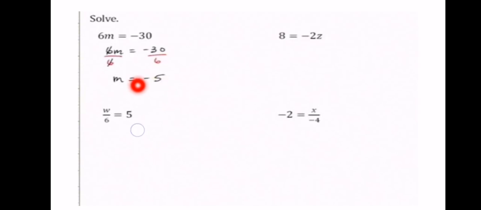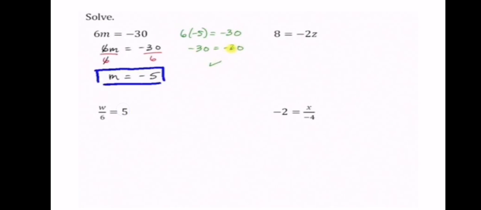To check my answer, I can take this value, go back to the original question, and substitute m as negative 5, to see if my answer is correct or not, to check whether the two sides are the same or not. Here I will multiply negative 5 by 6, which gives me negative 30, so the two sides are the same, so my answer is correct.